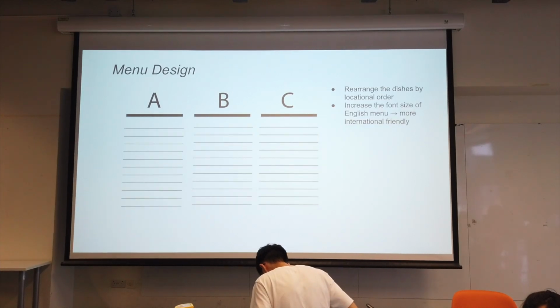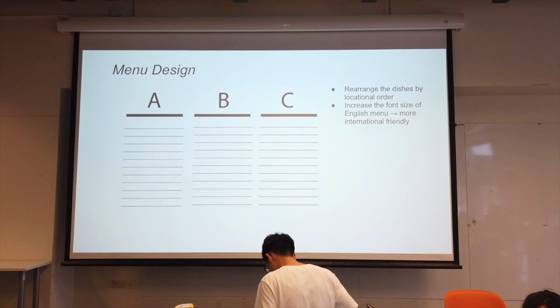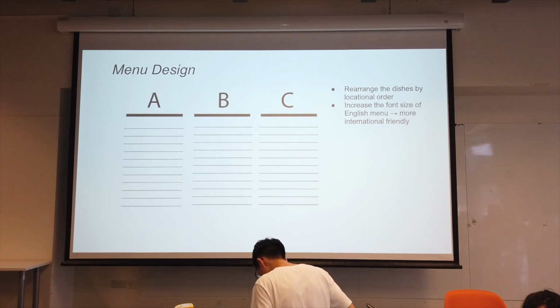And so our initial solution would be that the menu design can be improved. The dishes can be organized in terms of location, as in after students have ordered their dish, they could go to each different section for the food that they have chosen, and this could be shown clearly on the menu. Also, the English font size can be increased so that it could be more international friendly.